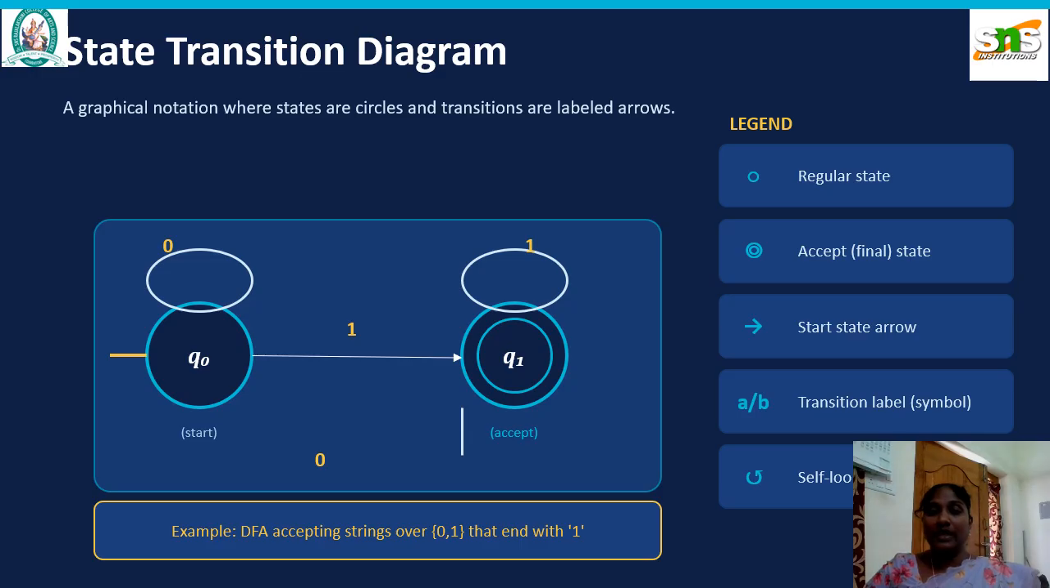Regular states are denoted as a single circle, the accept state or final state is denoted with a double circle, and the start state is marked with a right arrow. Transition labels are written on the arrows. When the transition moves to the same state, a self loop is used.